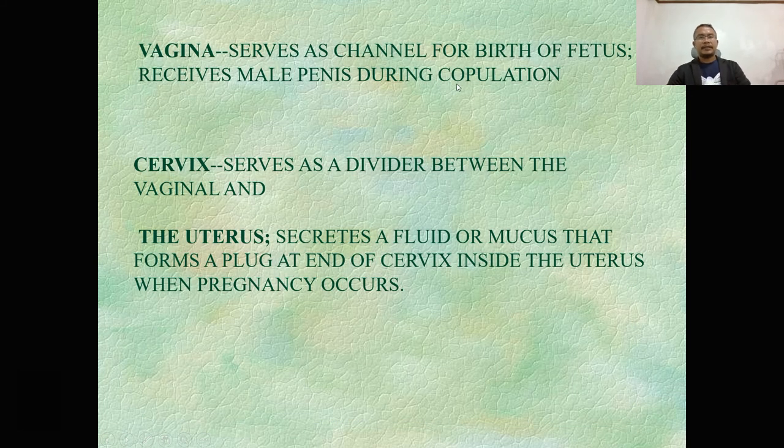Okay, the vagina serves as a channel for the birth of the fetus and receives the male penis during copulation. We should remember the vulva and the vagina. Take note, the vagina is internal, the vulva is external. You cannot see the vagina outside because the vulva is the external genitalia of the female reproductive tract.